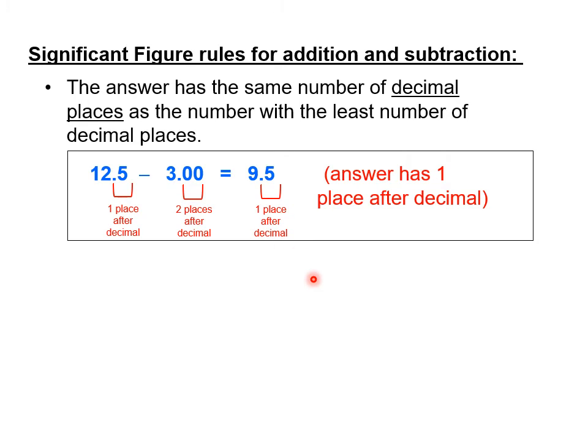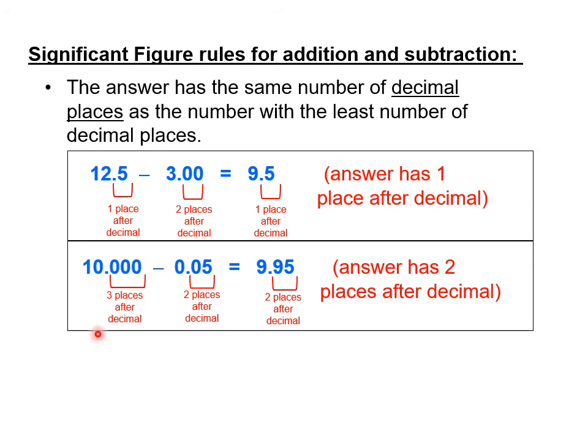Okay? Notice it has nothing to do with significant figures. Each of my numbers here, 12.5 and 3.00, has 3 significant figures, but my final answer only has 2 significant figures. So the number of significant figures in the final answer is not determined by significant figures, but by the decimal places. Okay, so when we're subtracting or adding, we look at decimal places.